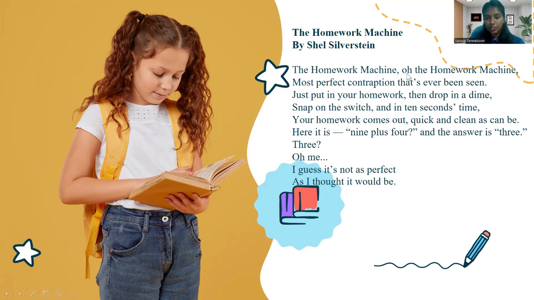The Homework Machine, the most perfect contraption that's ever been seen. Just put in your homework, then drop in a dime. Snap the switch, and in 10 seconds' time, your homework comes out, quick and clean as can be. Here it is, 9 plus 4, and the answer is 3. 3? Oh me! I guess it's not as perfect as I thought it would be.